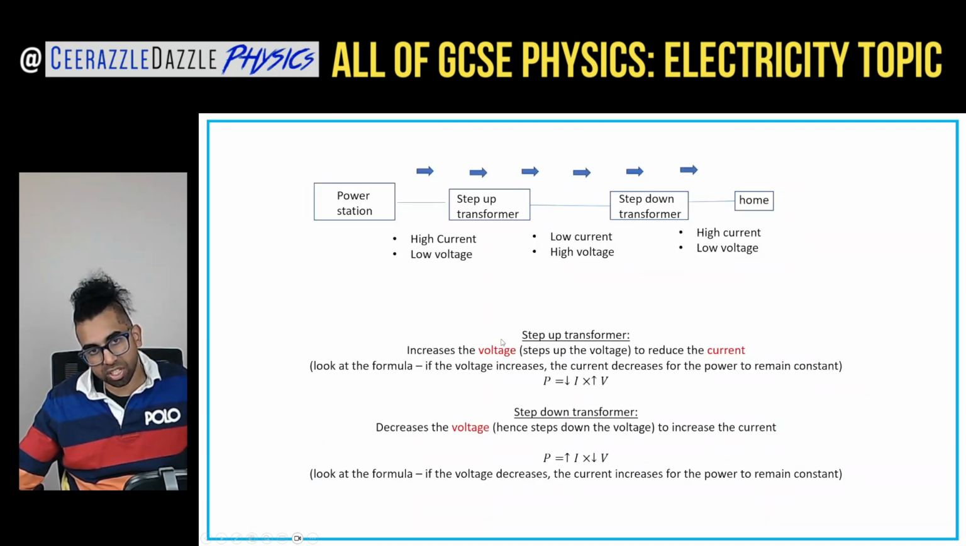And look at my summary statements over here. The step-up transformer increases the voltage to reduce the current. And look, if you look at the power formula, the voltage goes up, the current goes down for the power to remain the same. And the step-down transformer is going to decrease the voltage to increase the current back up again over here for the power to remain the same.